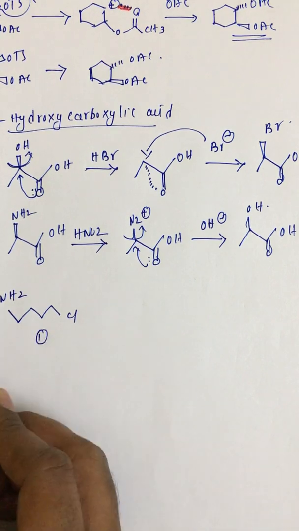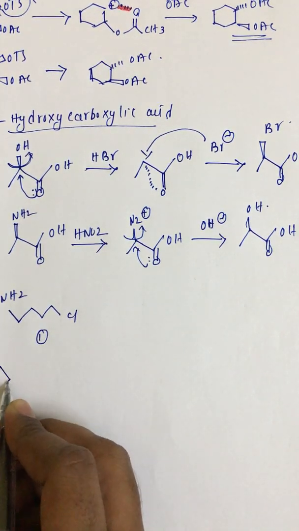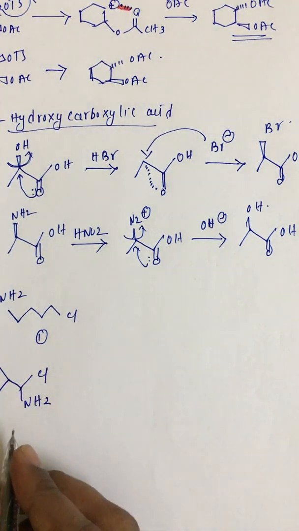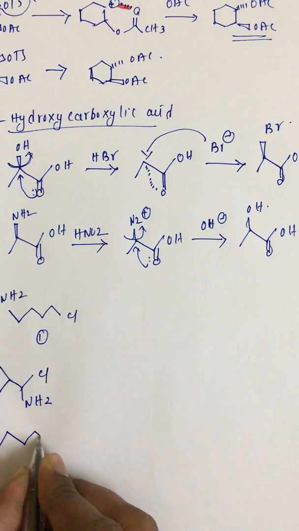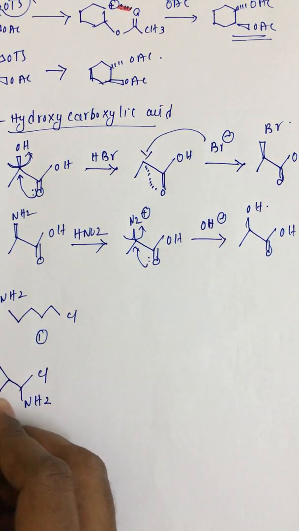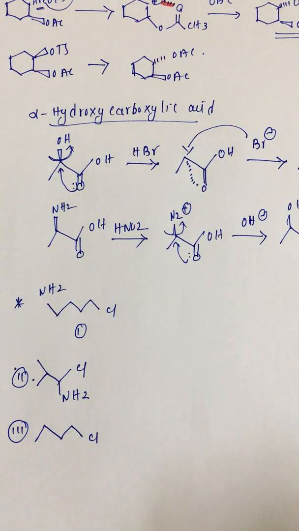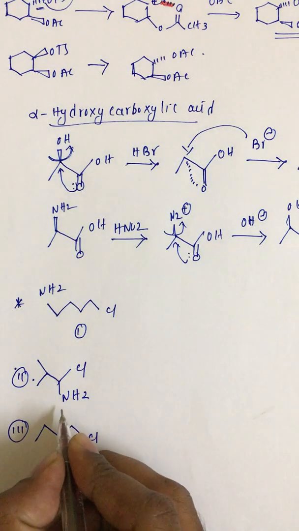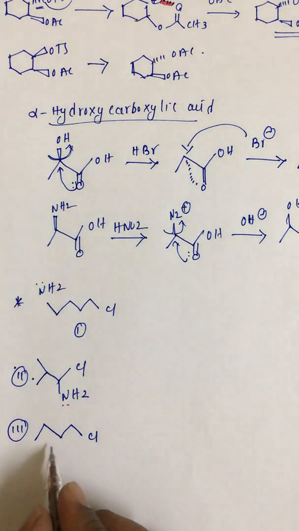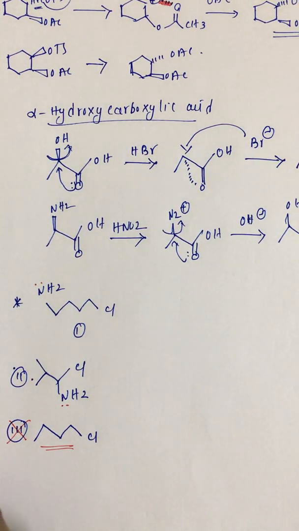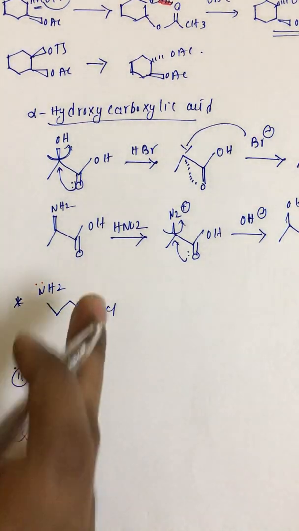This is the one. This is the second compound, and this is the third compound. If they ask which one is faster in the reaction, we have to look at the neighboring group participation. Here we have a nitrogen, and here also we have nitrogen, but here we don't have nitrogen, so this will have the least reactivity.